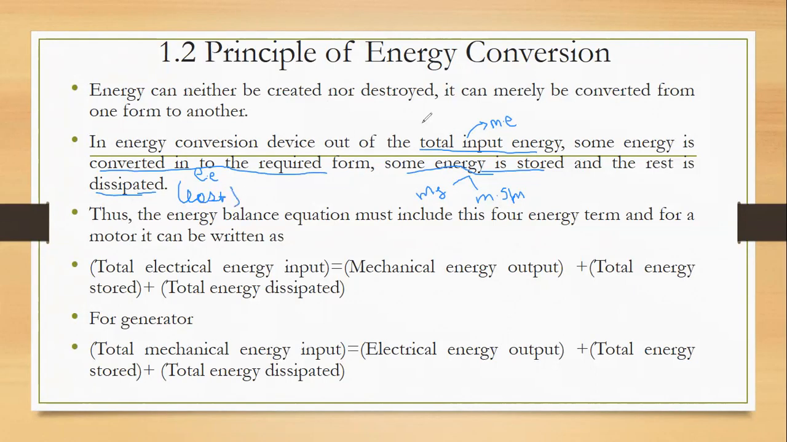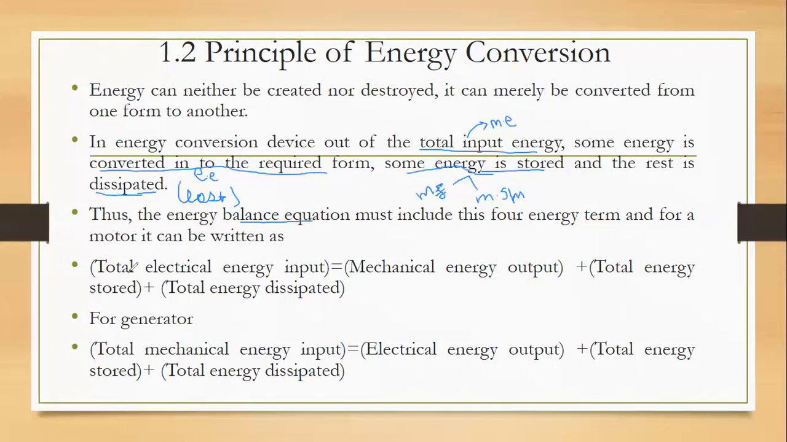So out of the total input energy, some of the energy is converted to the required form. If we're considering a generator, then mechanical energy is the input and electrical energy is the output. Some energy is stored in the magnetic field and in the mechanical system, and the rest is lost, so we cannot get the input directly at the output. That brings us to the energy balance equation.